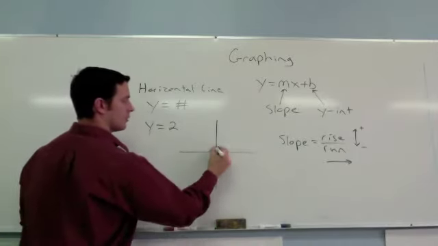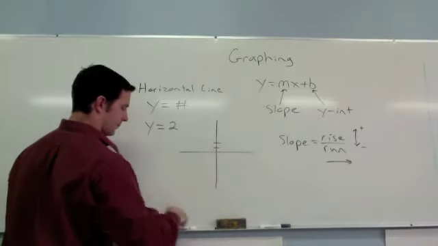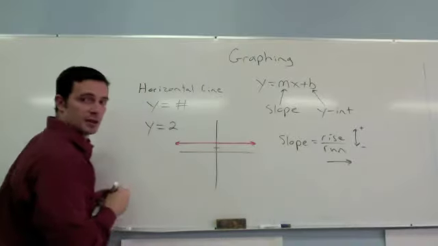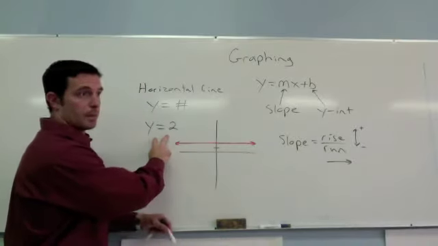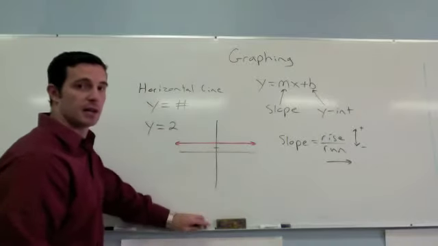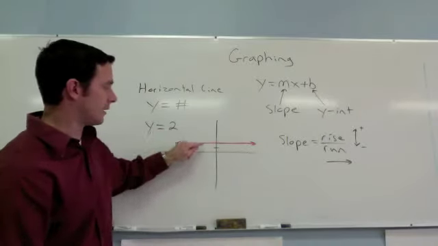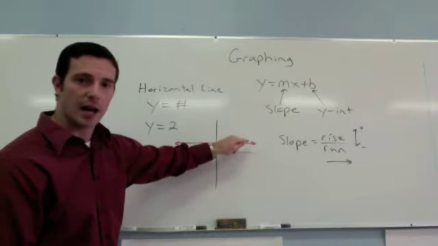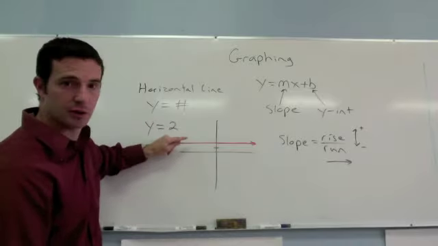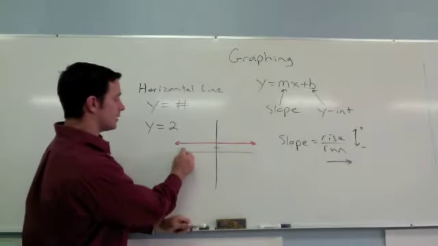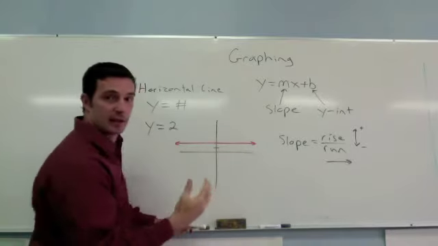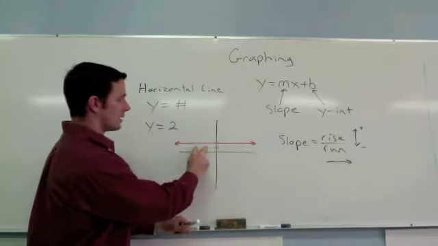I simply come to 2 on the y-axis, and I draw a line. This is the equation y = 2. The reason that this gives me this line is because on this line, every value of y equals 2. Because remember, y = 2 means you go up 2. Well, everywhere on this line, you just go up 2. So since every value of y on that line is 2, this gives me this line.